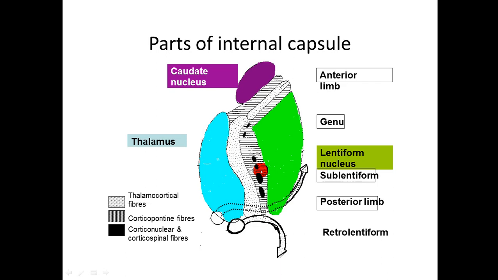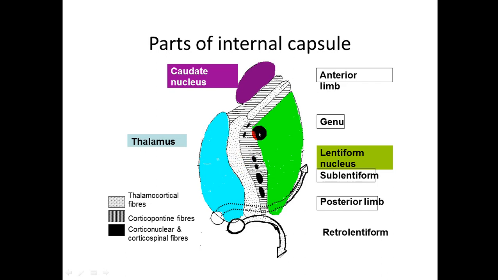In the anterior limb, genu, and the posterior limb, we have thalamocortical fibers, or the thalamic radiation as we call it, the fibers going from the thalamus into the frontal lobe, the parietal lobe, the occipital lobe and the temporal lobe, which have names: anterior thalamic radiation, superior thalamic radiation, posterior thalamic radiation, and inferior thalamic radiation. Mainly in the anterior limb we have thalamocortical fibers. The genu and the posterior limb have the anterior and the superior thalamic radiation.